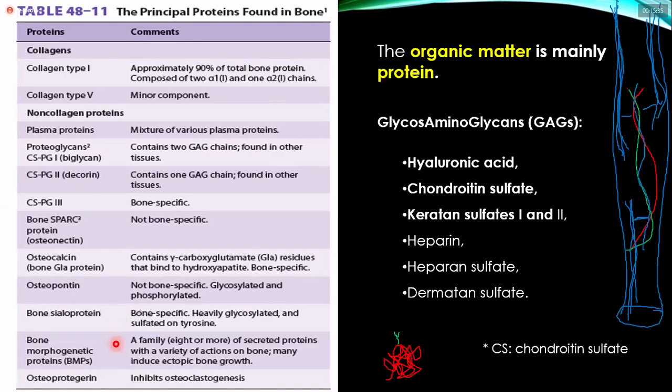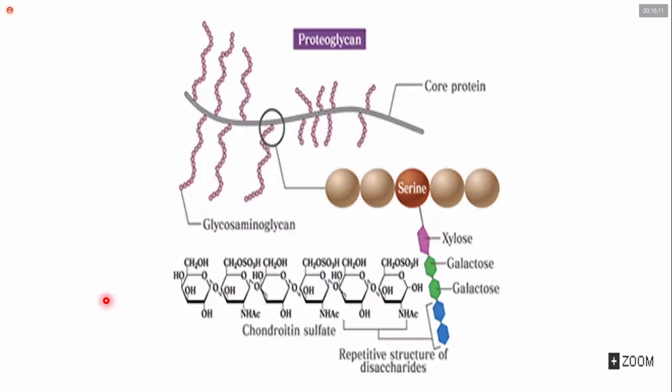And this family of what's called bone morphogenic proteins is a family of more than 8 components or 8 types of these proteins, and they have different functions, and they are said to be responsible for ectopic bone growth. The last one is responsible for a strange mechanism, which is the inhibition of osteoclastogenesis, which is the formation of the osteoclast cells. So it's a kind of regulatory protein in the bone structure.